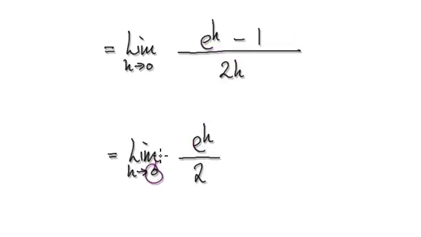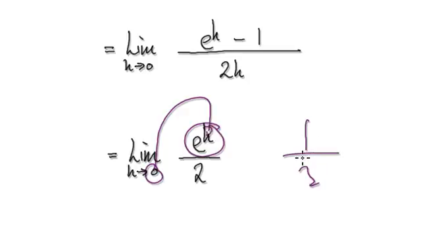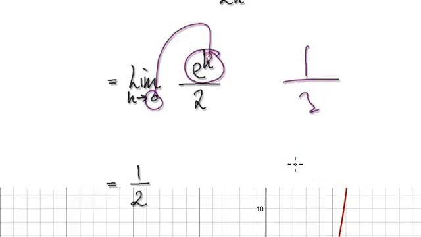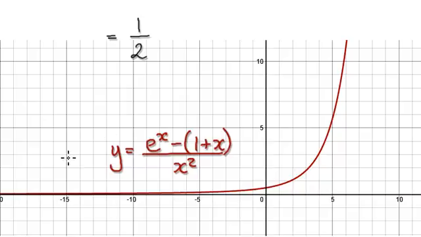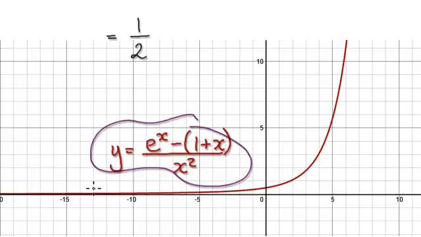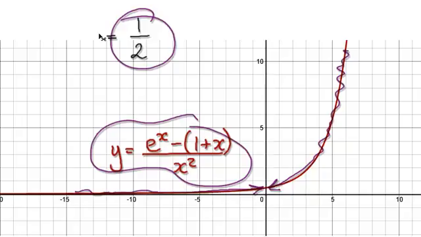Now let's check it. As h tends to 0, this is going to head towards 1 over 2. So your answer here is 1 over 2. So if you get a graph plotter and plot this, as you head towards 0, you are heading towards a half. Okay, so this is your final answer.